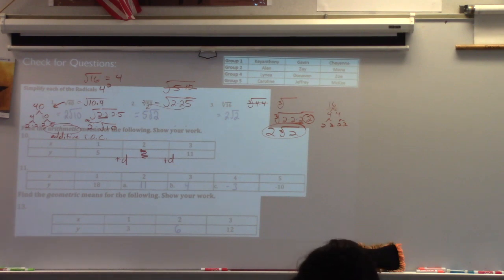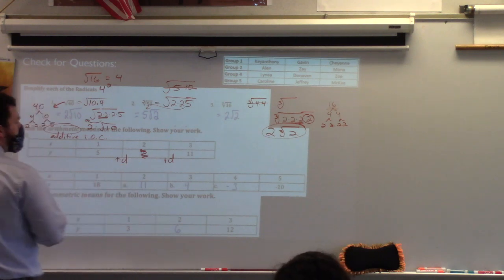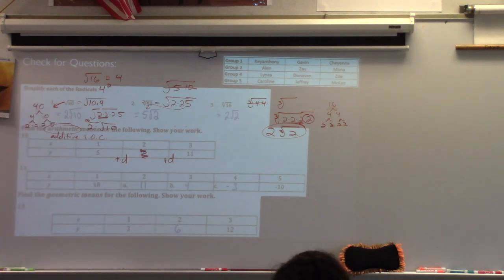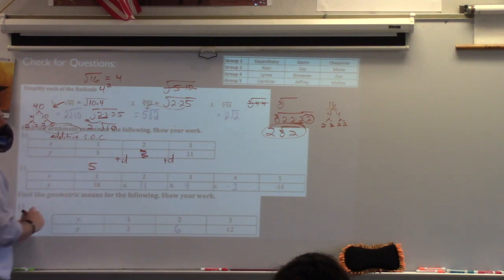Say that one more time. F of n equals 5 plus d squared. Okay, so if we square something, that indicates we're repeatedly multiplying. Are we repeatedly multiplying here? Nope. Plus 11. I would agree that we could start with 5. That's where we're starting, right?